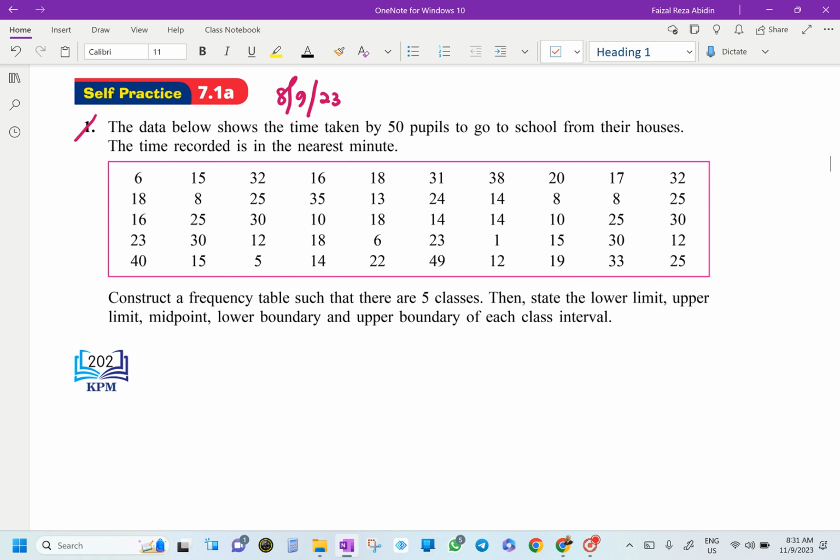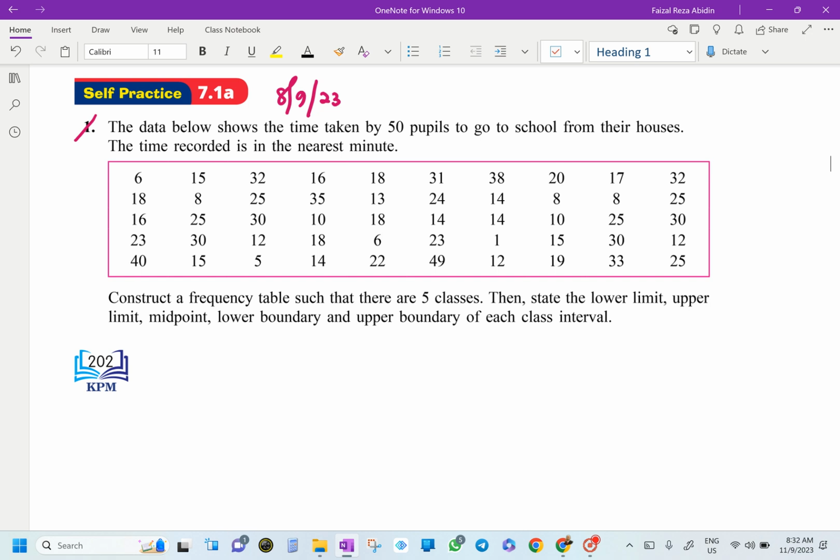Okay, the data below shows the time taken by 50 pupils to go to school from their houses. The time recorded is to the nearest minute. So if we are going to construct our frequency table, what must we have first? Class interval. So how do we get it? The highest minus the smallest, then divide by 5 classes there, right?